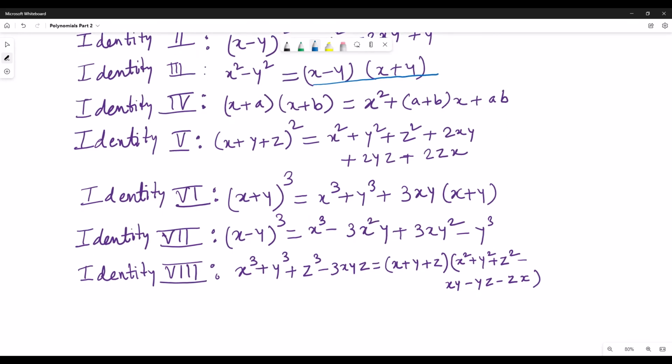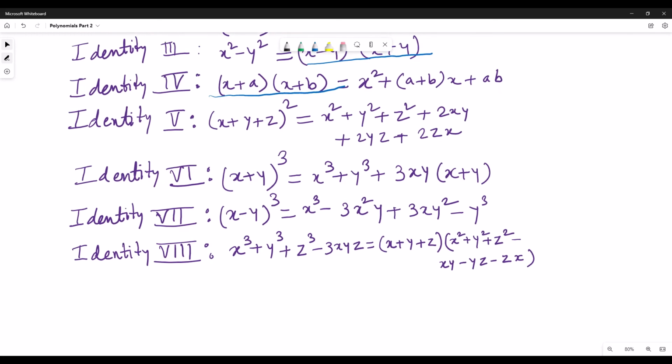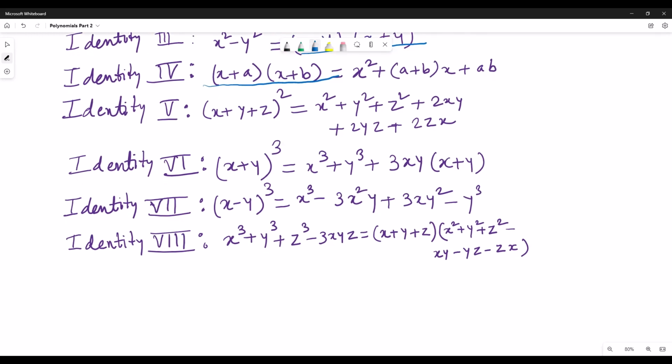(x plus a) into (x plus b) is x square plus (a plus b) into x plus ab. So this is also the distributive law. By the distributive law, when you multiply these two, you can find out how it is coming. (x plus y plus z) whole square is x square plus y square plus z square plus 2xy plus 2yz plus 2zx. Try to find out yourself. It is a very good exercise. Multiply this and see whether it is coming or not.